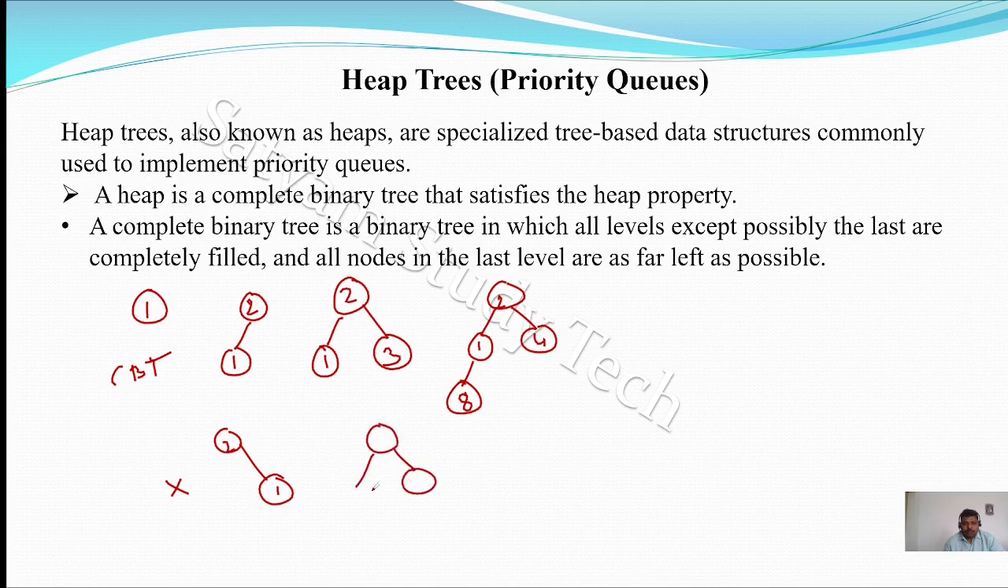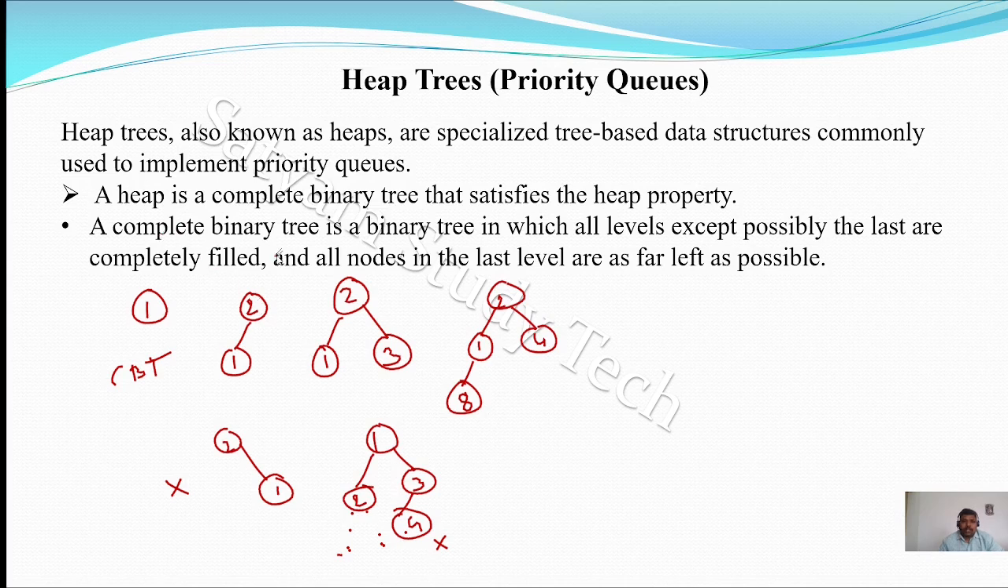For example, 1, 2, 3, here it is 4, it is not a complete binary tree, because it must be filled from left to right. So you have to fill this node first and then you can fill this one, but here it is not a complete binary tree, right?